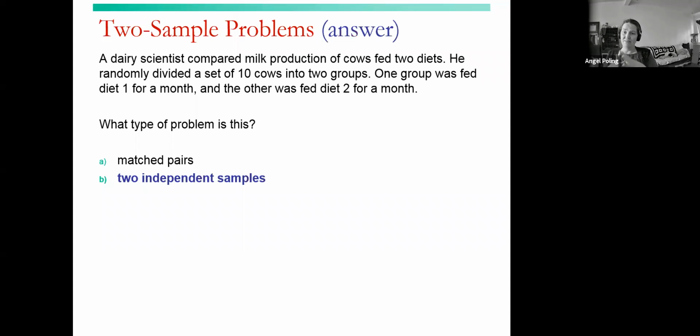So here we have two independent samples. One thing that stood out to me was that we weren't necessarily told that these groups were split evenly into like 5 and 5. But also what stands out to me is the individuals are completely different, right? And they're not getting paired up for comparison reasons.